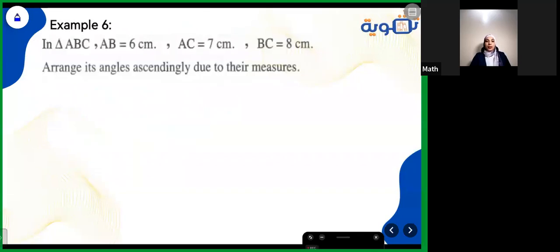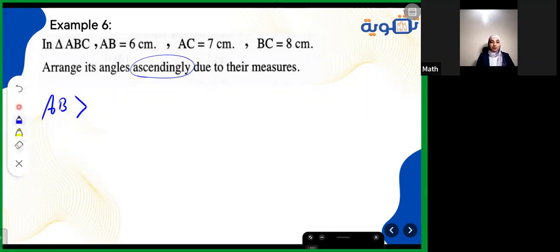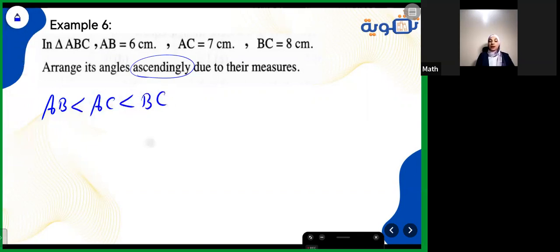As I was telling you, let's talk about arranging the angles according to the sides. For example, you have 6, 7, 8, arranged ascendingly. By your luck, they are already arranged. I can say AB is less than AC, less than BC. BC is the greatest one.